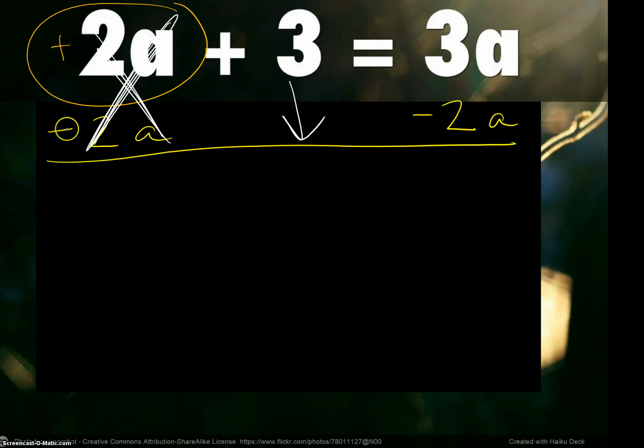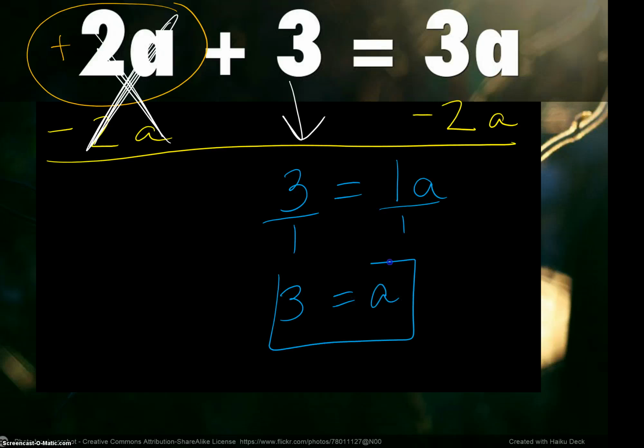When I started, I needed to subtract 2a in order to get rid of the a on this side. So I bring down a 3. And 3a minus 2a is 1a. If you'd like to simplify right away, just to take out the 1, you can. Otherwise, if you didn't know to do that, I just divide both sides by 1, and I'd still get 3 equals a. Either way.